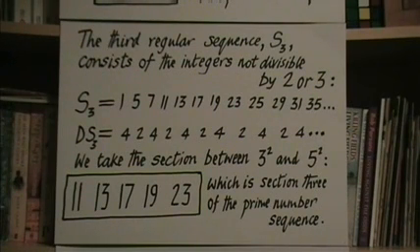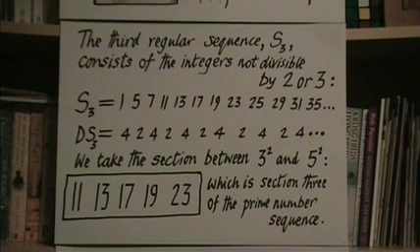Between 1 and 5 there's a gap of 4, between 5 and 7 there's a gap of 2, 7 and 11 there's a gap of 4, 11 and 13 a gap of 2, and that's how the differences go: 4, 2, 4, 2, 4, 2, 4, 2 ad infinitum.